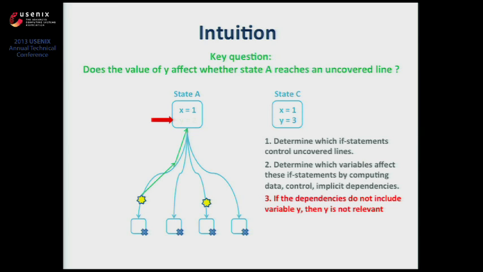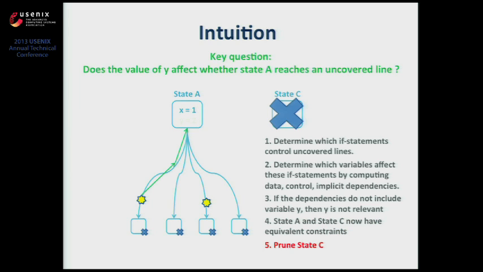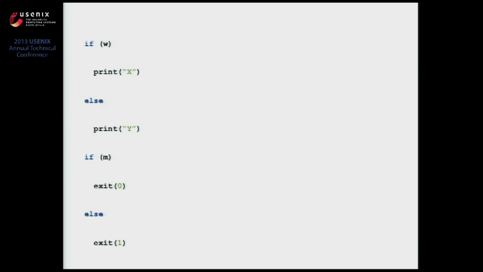Now, what will happen is that you'll see that we fade out y equals 2 because we're assuming it's not relevant here for the sake of this example. And then we're fading out y equals 3. So because y is not part of these dependencies, we can compare state A and state C just on this variable x. Now they have equivalent constraints, and we can just prune state C.